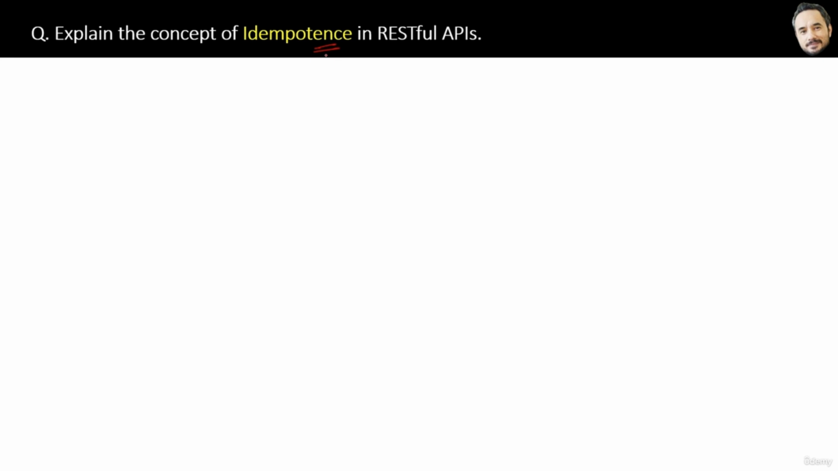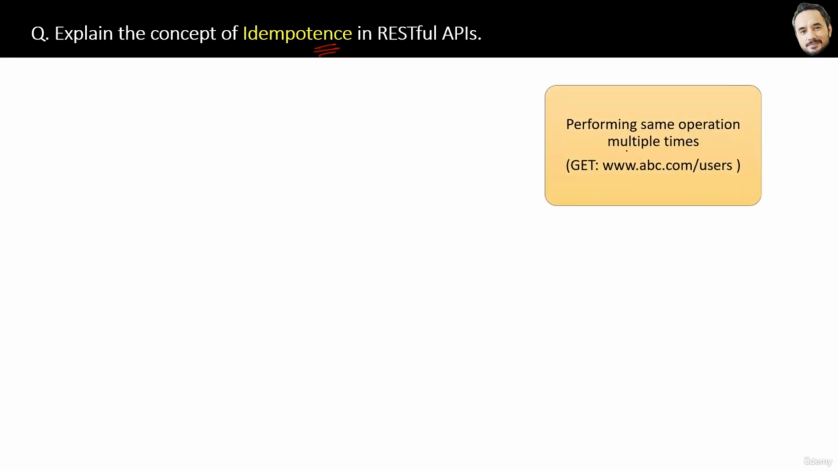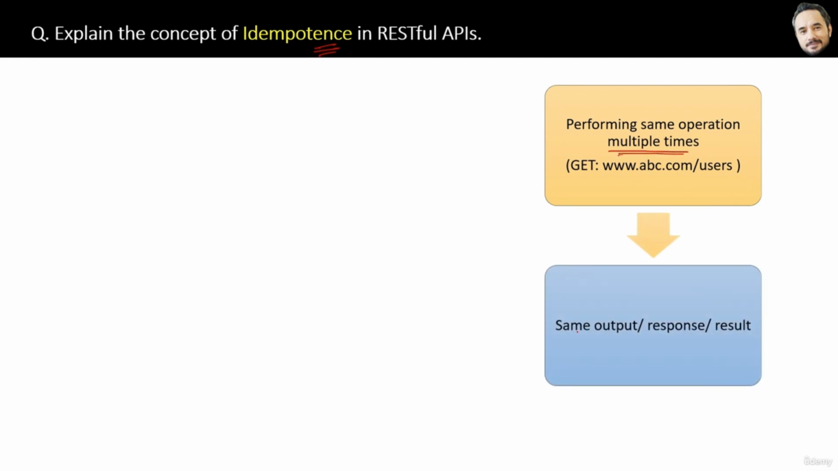Explain the concept of idempotence in RESTful API. This is not a very important question, but some students say that they have been asked it in interviews, so let's understand it. Sorry for my pronunciation, idempotent, I don't know. So idempotent is a concept that guarantees that performing the same operation multiple times will always give the same output, same response, same result. Okay, so the word is hard but the meaning is easy.